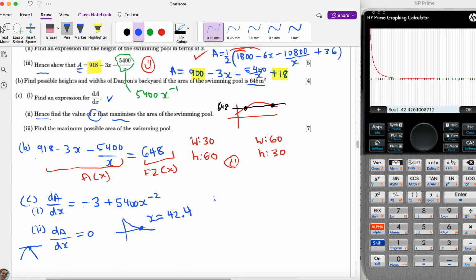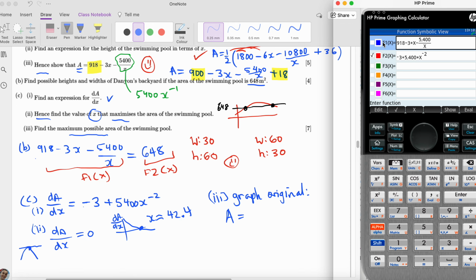And then what it says is find the maximum possible area. So remember on the sketch, yeah, this is not area. If you graph the derivative, this is all the slopes. So what we need to do is graph the original to find the max area. So we're going to go back to A. And then, see, that's why it's smart not to delete things. We still got it. Oh, yeah.